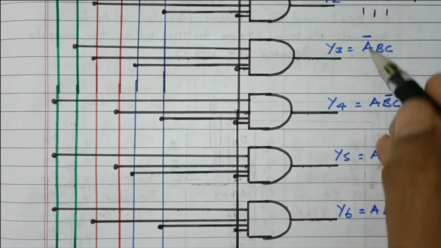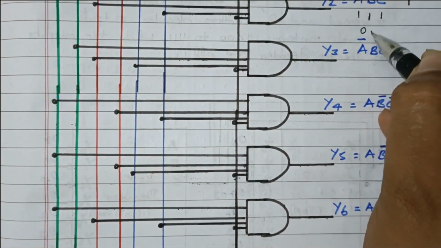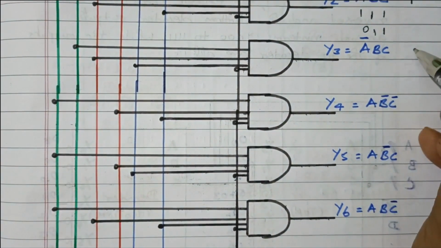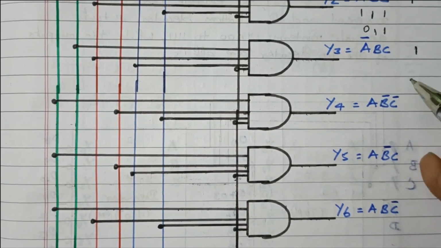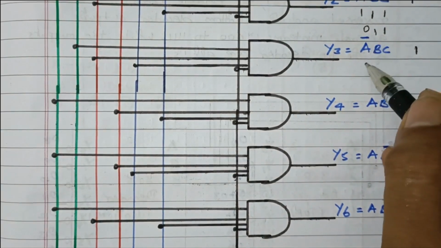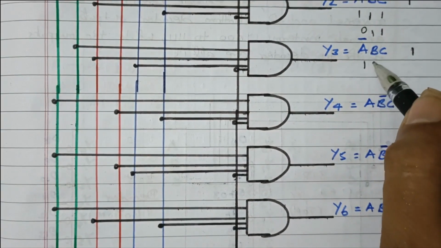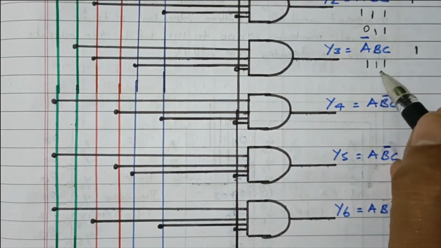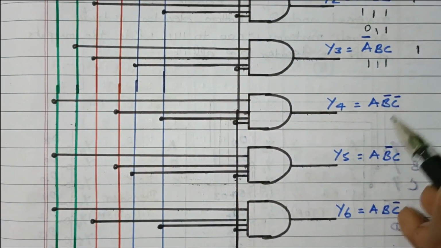So for this, we have 0, 1, 1. For the 0, 1, 1 combination, we are getting 1 as an output. How is it? A is 0 means A bar will be 1. B and C are already 1. So all are 1. So we are getting 1 as an output.